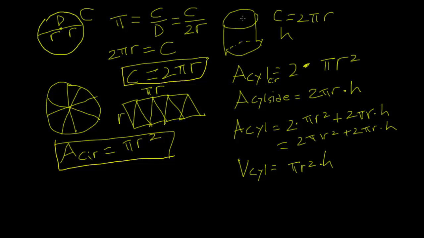If we say that the height of the cylinder is twice the radius of the base circle, then we could say that the surface area of the side of the cylinder is 2 pi r times 2r, which is equal to 4 pi r squared.